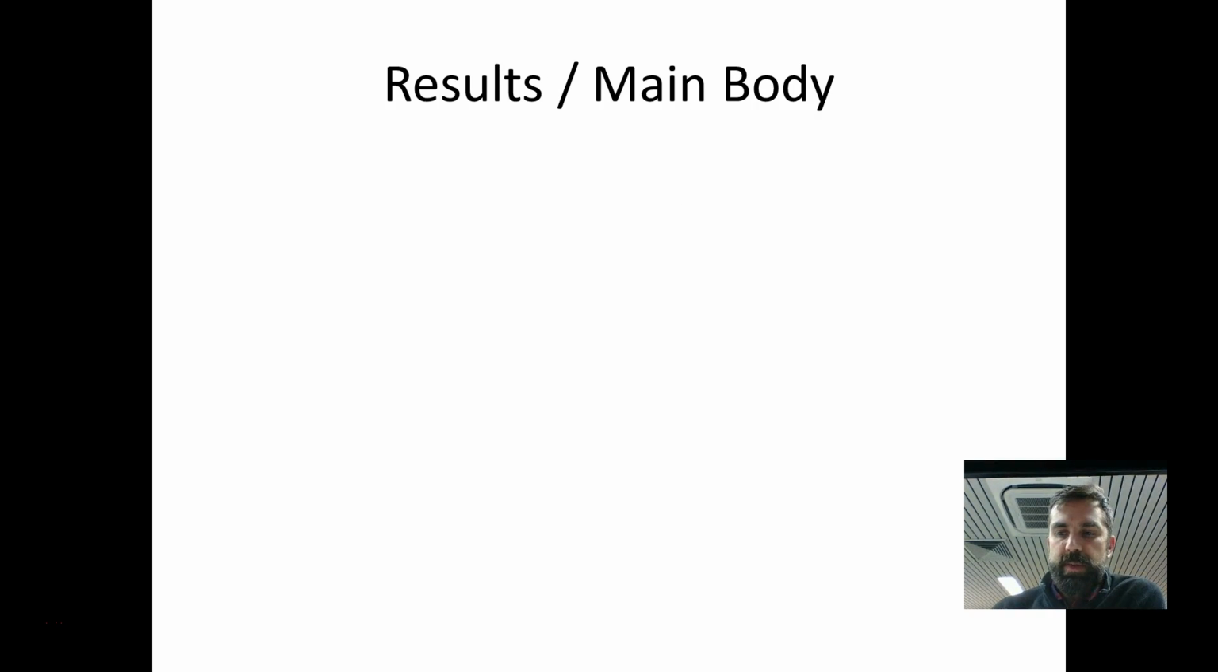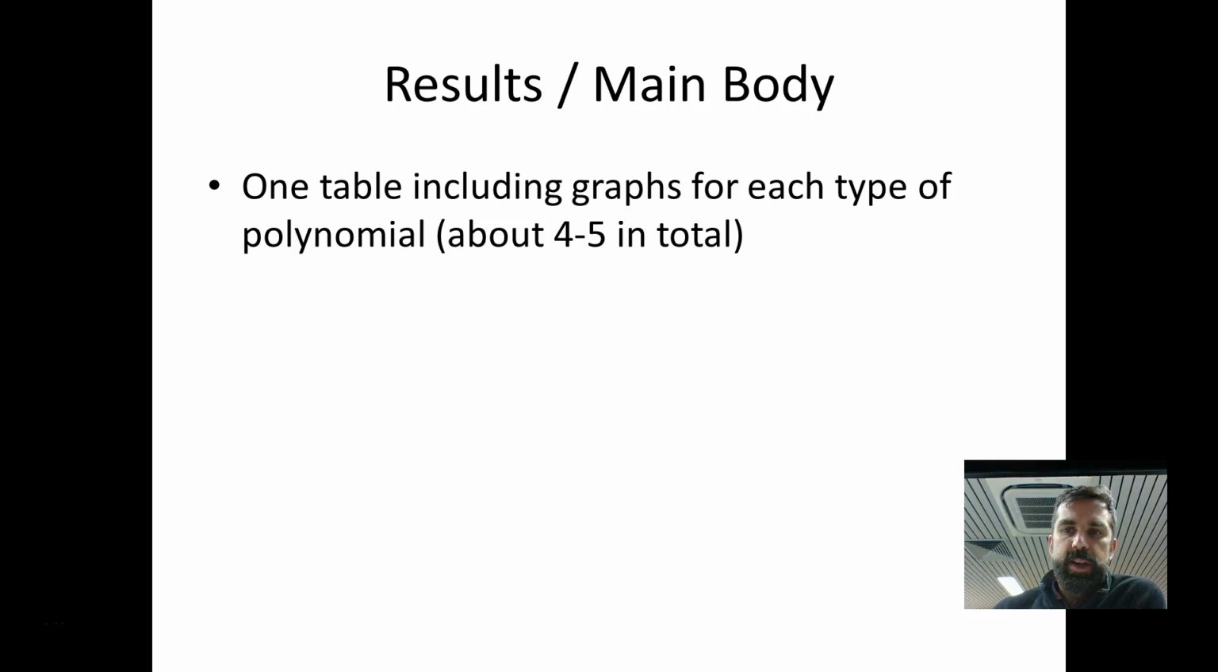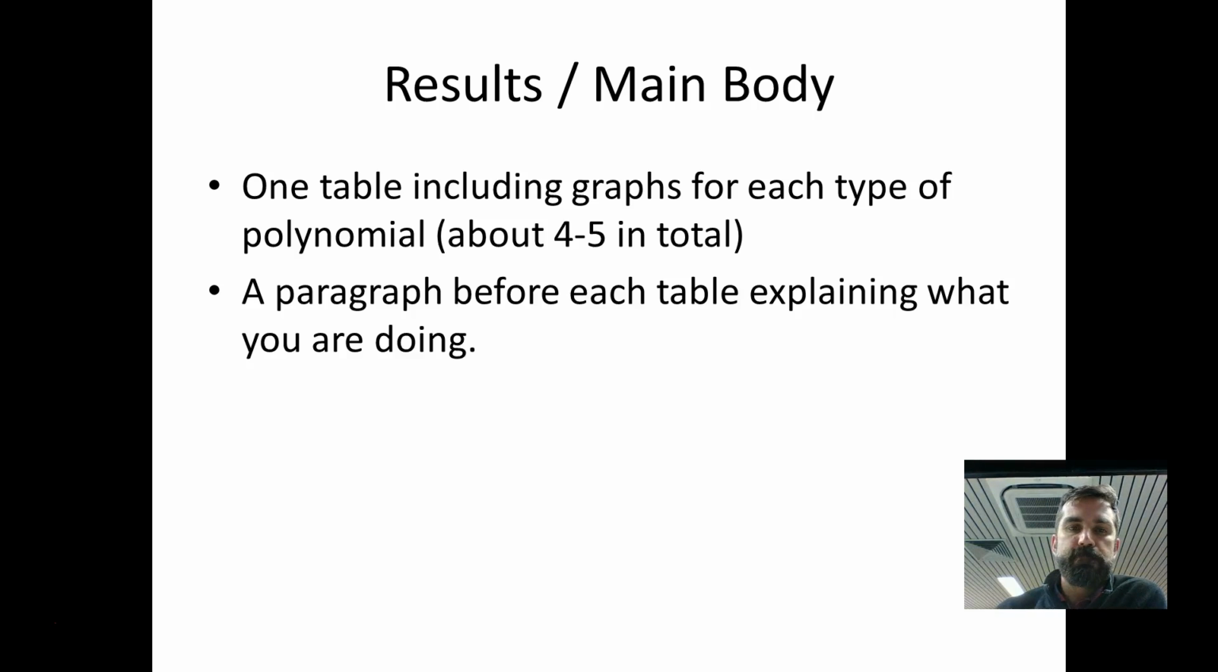Okay, then you've got the results of the main body of your investigation. This is the bulk of your page count. Each type of polynomial that you investigate should have one table. Now, you're probably going to end up with about 4 to 5 different types of polynomial by the end of your investigation. So each of those types of polynomial will be in one table with maybe 3 or 4 different graphs for each one. Okay, so we're looking at maybe 12 to 15 graphs in total.